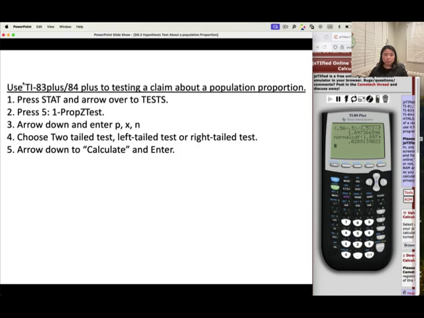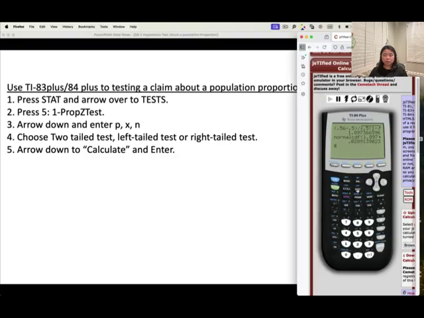Here is the instruction on how to use your TI-84 calculator to find the test statistic and also the p-value. So let's do it together. Click on STAT, go to TESTS. You're going to go to 1-PropZTest, one population proportion hypothesis testing. This is the one for one population. For the next chapter, we'll introduce two populations.